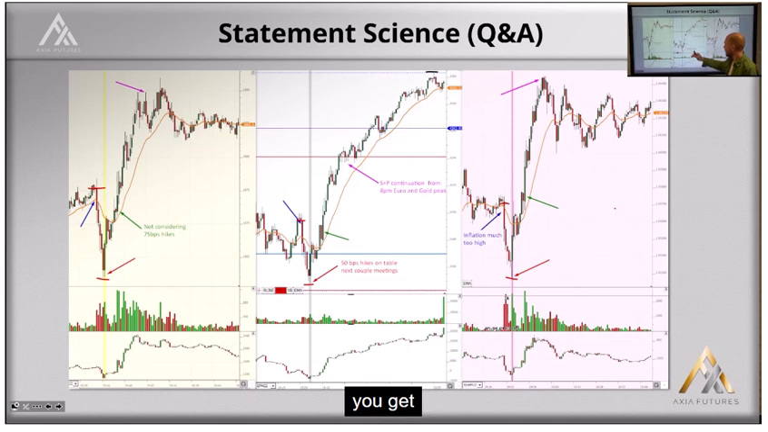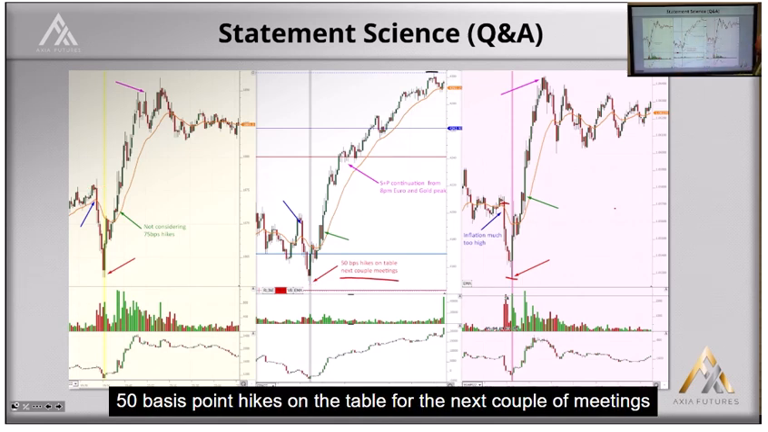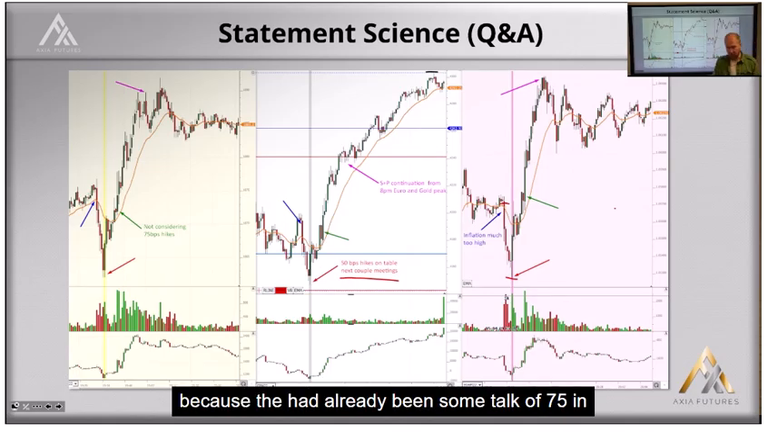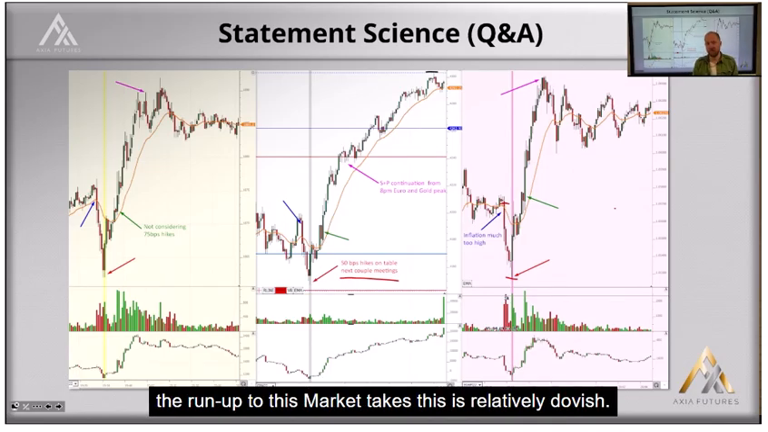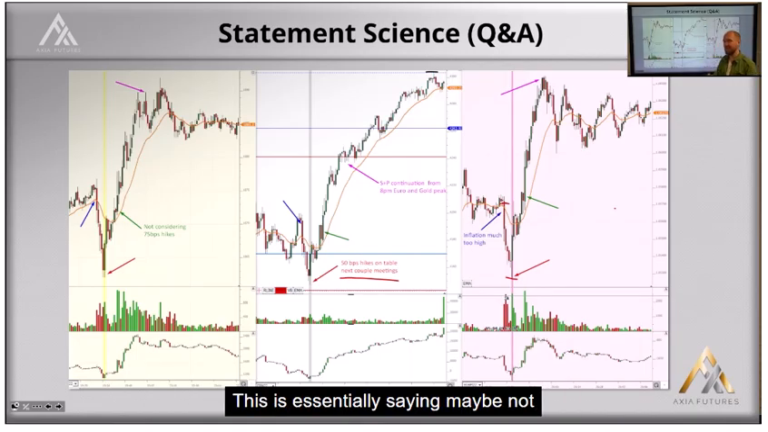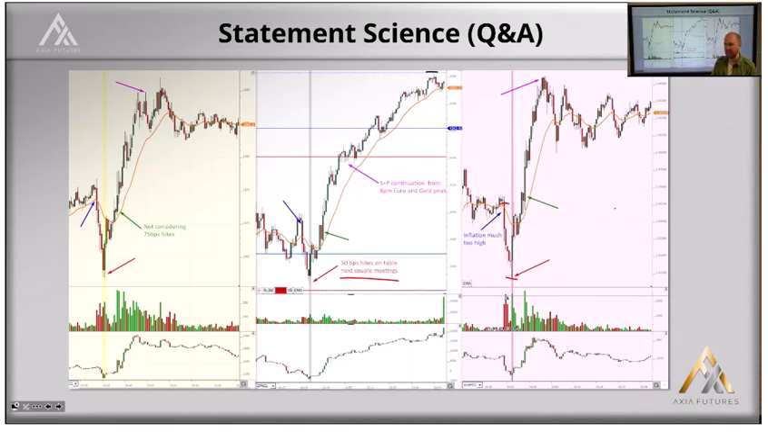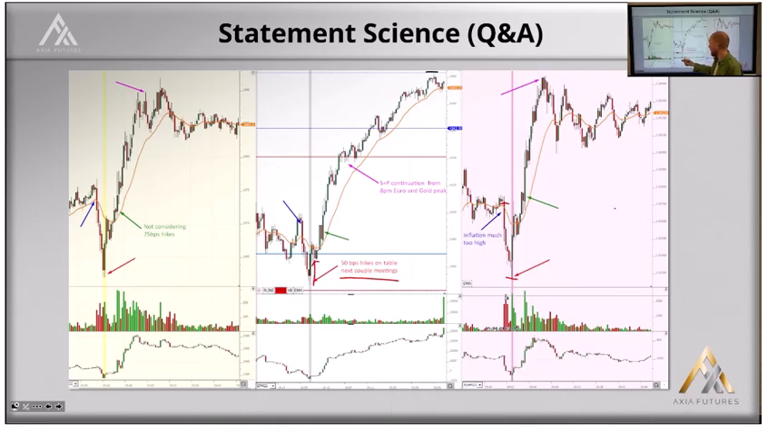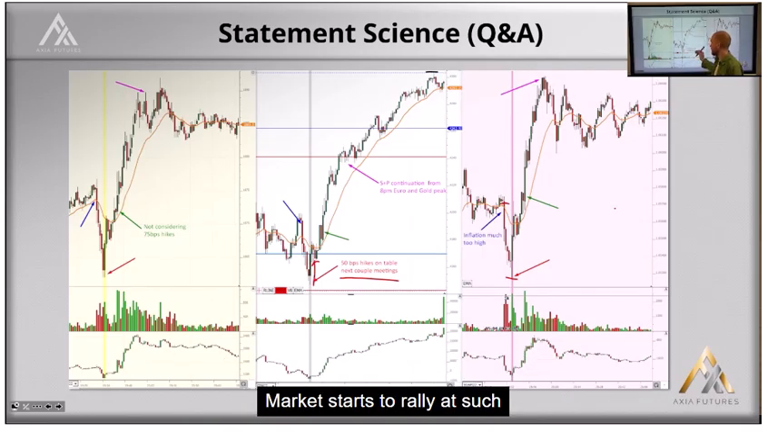Next up, you get 50 basis point hikes on the table for the next couple of meetings. Because there had already been some talk of 75 in the run up to this, the market takes this as relatively dovish. This is essentially saying, maybe not. There might not be as much as you think. It's only 50. So then you get this steady bounce back. Markets start to rally a touch.